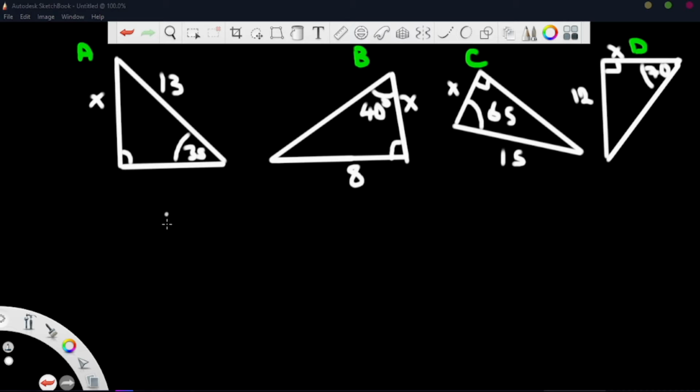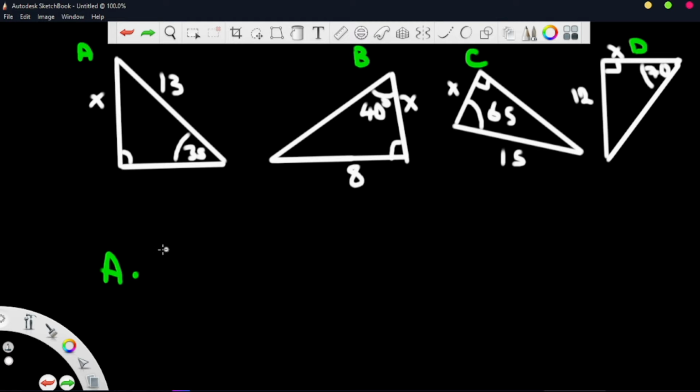So let's start with A. How am I going to find the value of x in my triangle A? So I'm solving for my A. What have I been given in A? I've been given my angle, which is 35, and my angle 35 is opposite to my x, and then I have my hypotenuse, so I can use my sine.